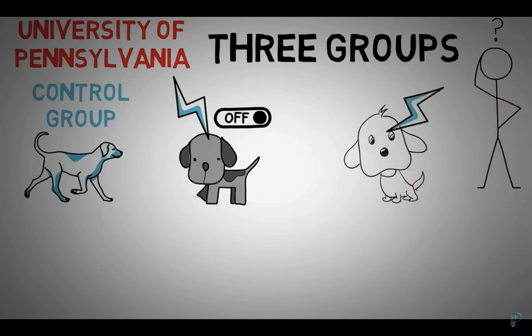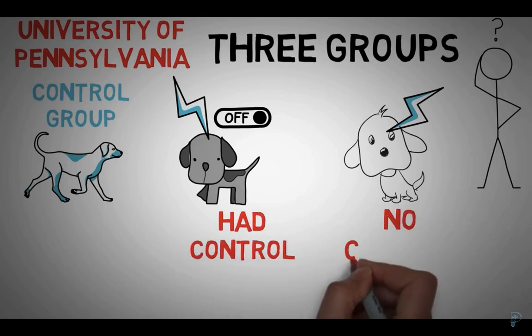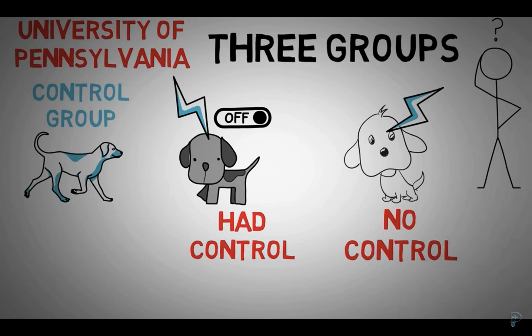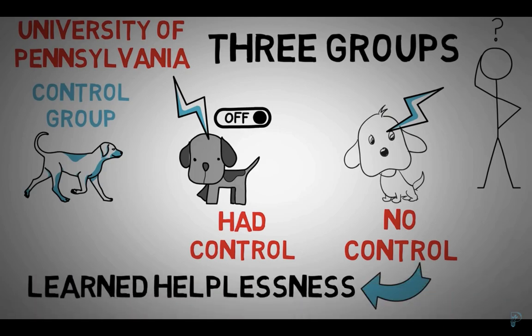So the second set of dogs had control over their shocks. They could push a button and they could stop getting shocked. The third set had no control over their shocks. Imagine what this taught the dogs about their ability to control the environment and remove themselves from a bad situation. Not surprisingly, the third set of dogs learned a feeling of helplessness, that they couldn't change their situation.